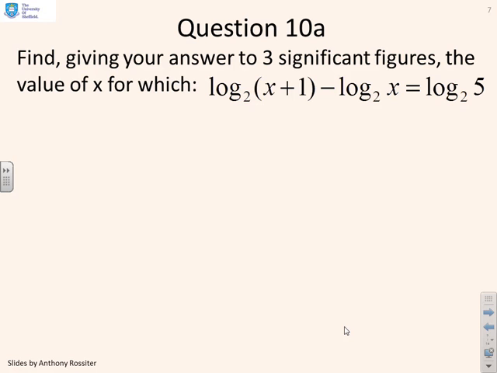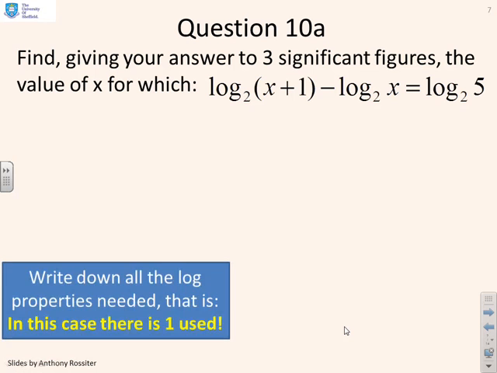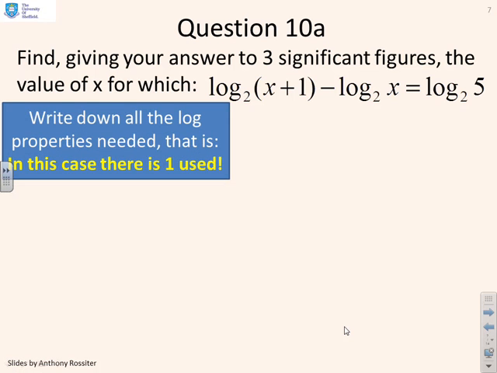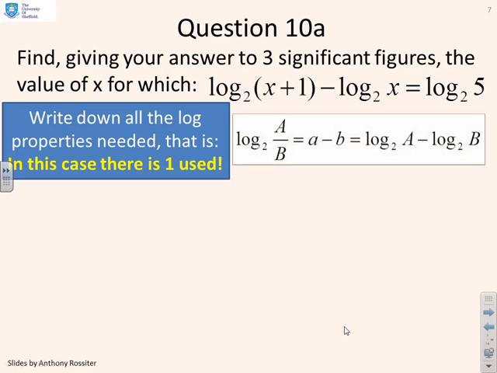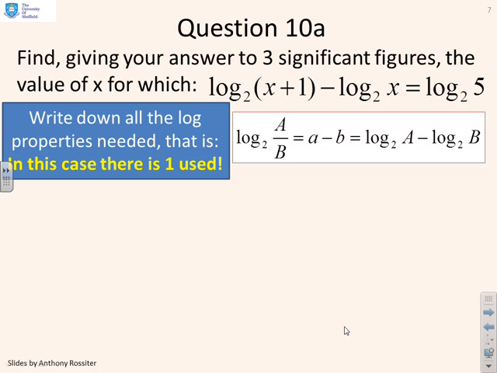Next question then. So find, giving your answer to 3 significant figures, the value for x which satisfies this equation here. And again, we remind you, write down first the log properties you think you might need. Now in this particular case, what I've noticed is there's 2 logs and there's a minus sign in between them. So I'm expecting to use this quotient rule. So let's go ahead and use this quotient rule.